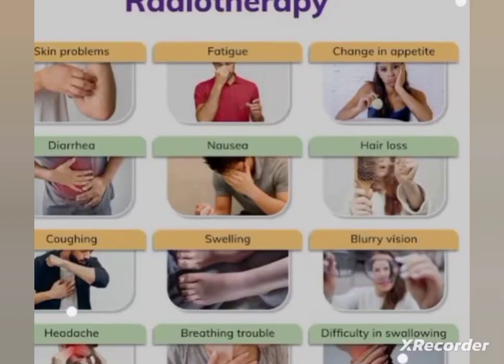Side effects of radiation therapy include skin problems and fatigue. The skin problems and fatigue are very common with radiation therapy. Others include change in appetite, diarrhea, nausea, hair loss, coughing, swelling, blurring vision, headache, breathing difficulty and difficulty in swallowing. These depend on the area where the radiation therapy is given. So the common side effects include skin problems and fatigue.